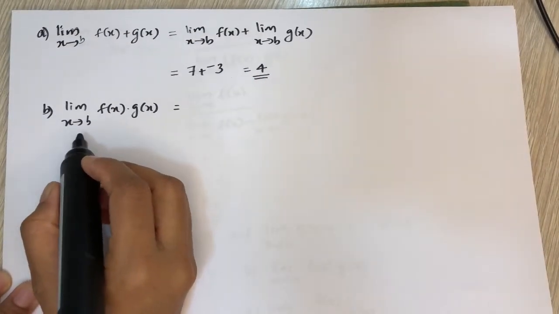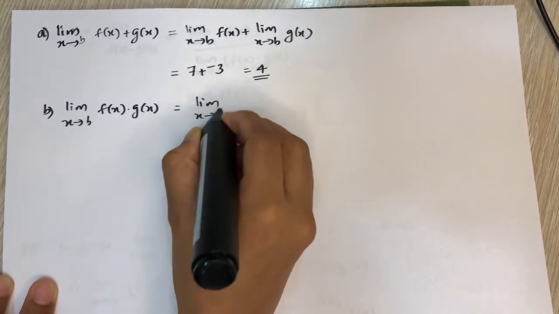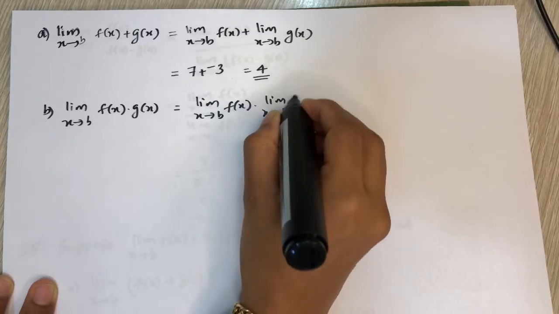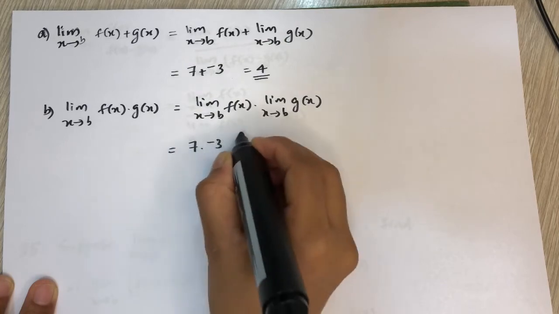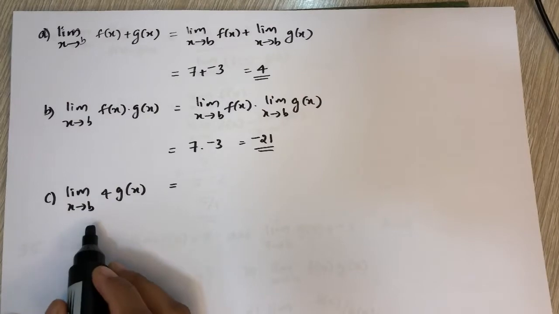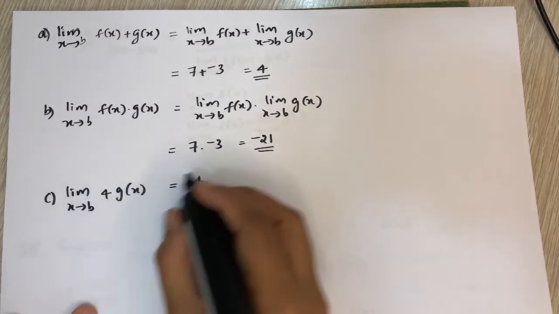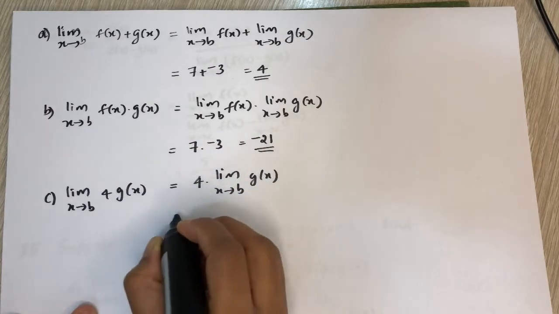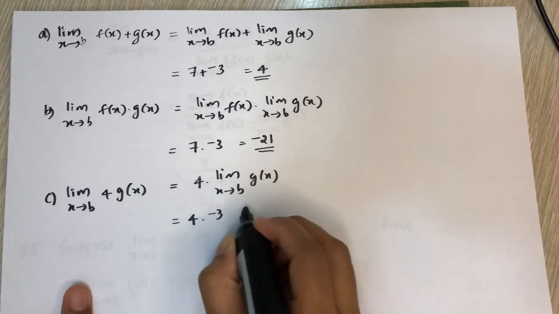B, limit x tends to b f of x into g of x. Product rule: limit x tends to b f of x into limit x tends to b g of x equal to 7 into minus 3 is equal to minus 21. C, limit x tends to b 4 into g of x. Constant multiple rule: 4 into limit x tends to b g of x equal to 4 into minus 3 is equal to minus 12.